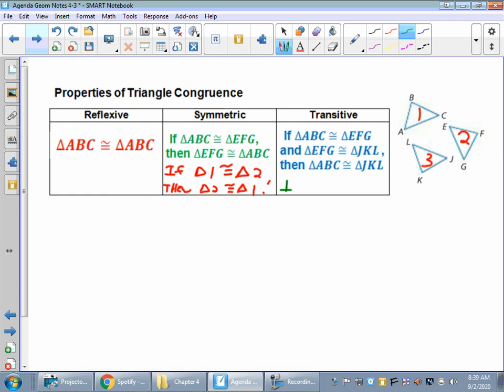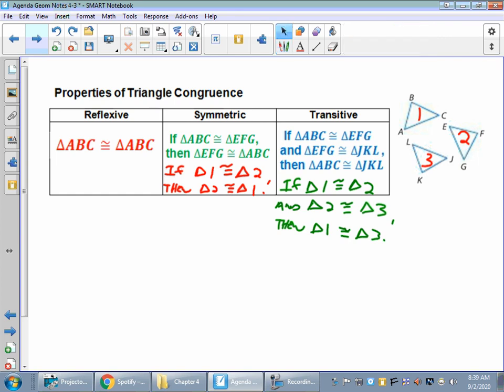So we can talk about transitive in algebra a little bit too. If triangle 1 is congruent to triangle 2, and triangle 2 is congruent with triangle 3, then we could say that triangle 1 is congruent with triangle 3. Okay, so basically you're saying if one thing is congruent to the second, and that second thing is congruent to a third, then 1 and 3 would have to be congruent based on their relationship with triangle 2. So it's just a different way of seeing the transitive property.